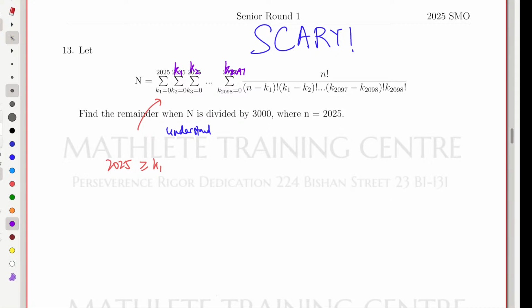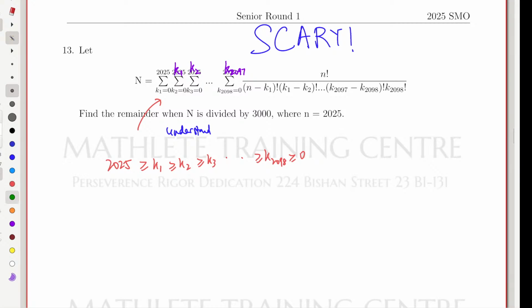Sorry about that. If you look at the second term, it's summing from K2 to K1. So if it's summing from K2 to K1, then K2 is supposed to be less than or equals K1, right? K3 is supposed to be less than or equals K2, until K2098 is supposed to be less than or equals K2097. And then K2098 is going to be at least 0, right? Because we start counting from a case where it is 0 until I hit some number. So this is what it looks like.